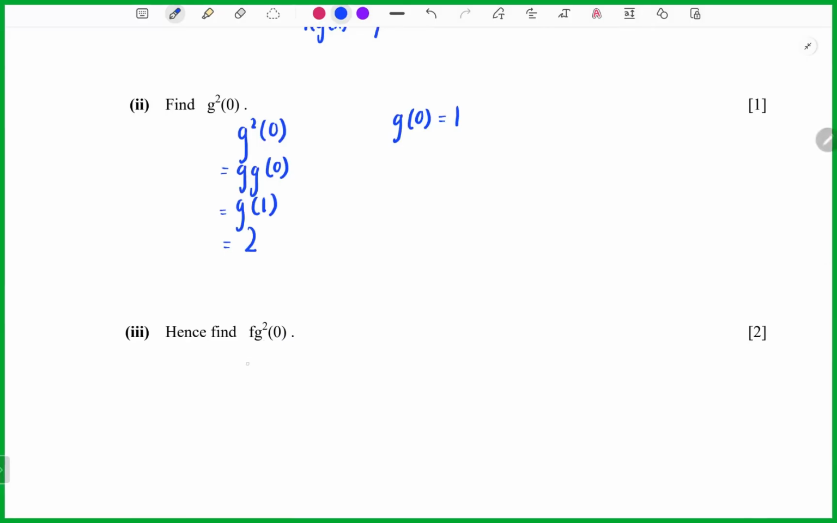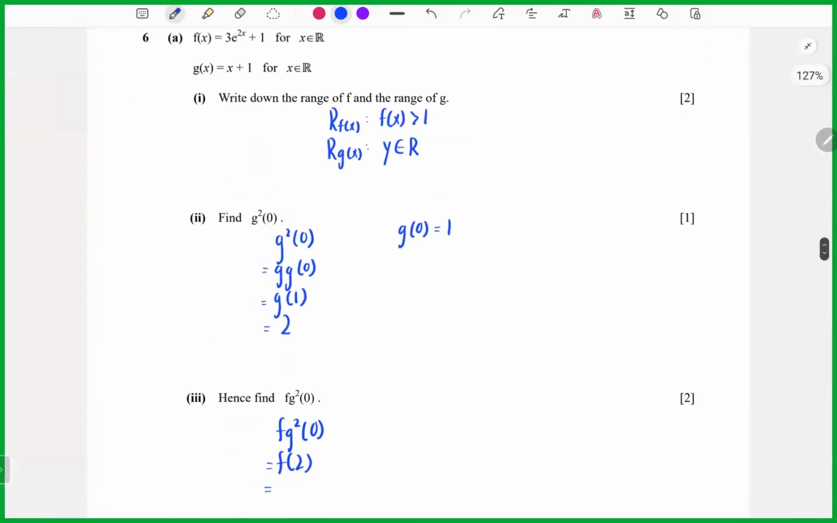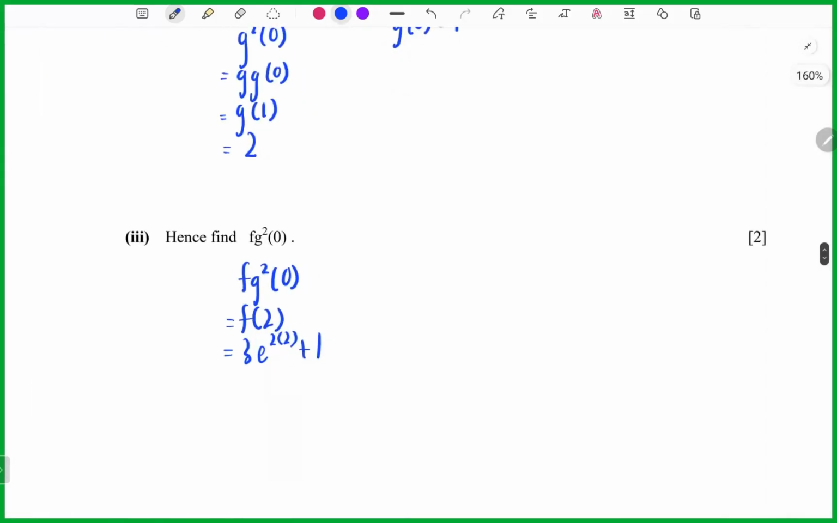Let's find out for this. Okay, so you take f of g of 0, because 2 here is 2, right? So you just put it inside here. 3 e to the 2 here is 2 plus 1. So I will show you, you will get the answer is 3 e to the power 4 plus 1.